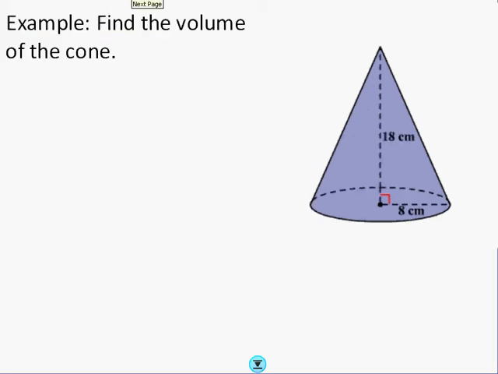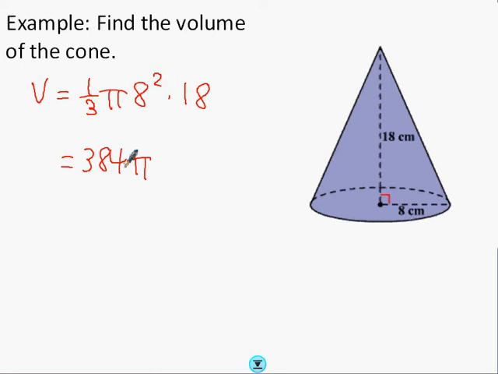All right, this was pretty straightforward. Find the volume of the cone. V equals 1/3 pi r, which is 8, squared times the height, which is 18. That's 64. 384 times pi.